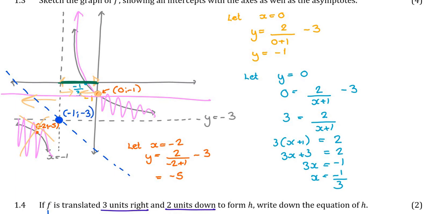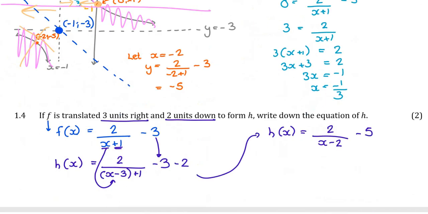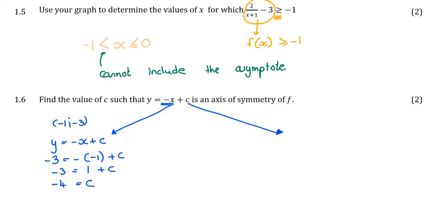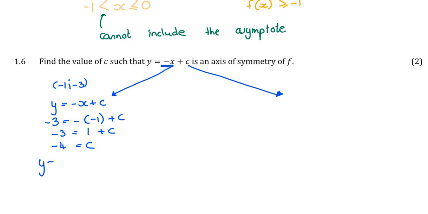Now notice I've only drawn in the negative sloping axis of symmetry because they said the negative sloping axis of symmetry. So personally, I would substitute in the point negative 1, negative 3, because that's the asymptote intersection point. So negative 3 equals negative 1 plus c. So negative 3 equals 1 plus c. And so c equals negative 4. So I know my equation is y is equal to negative x minus 4.